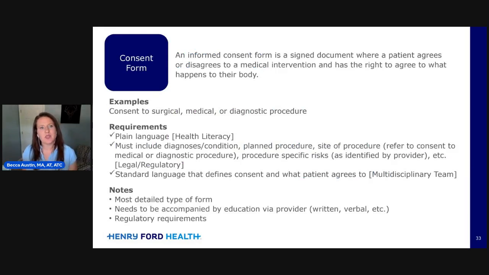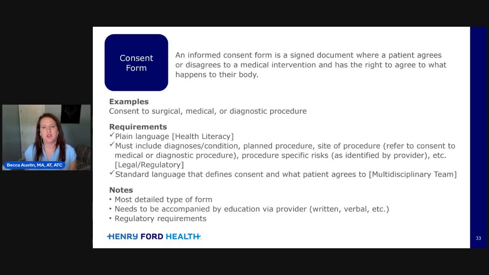So as I mentioned, with a consent form, and particularly an informed consent form, it is a signed document where a patient agrees or disagrees to a medical intervention and has the right to agree what happens to their body. Again, please keep in mind, for the sake of this presentation, I have tried to make this as simple as possible. We know that there's a lot more that goes into this. And so for our organization, the primary example is our consent to surgical, medical, or diagnostic procedures. So you'll probably have that if you work in healthcare as well in your organization.